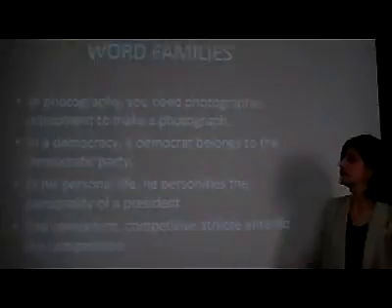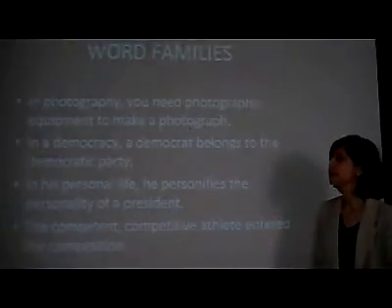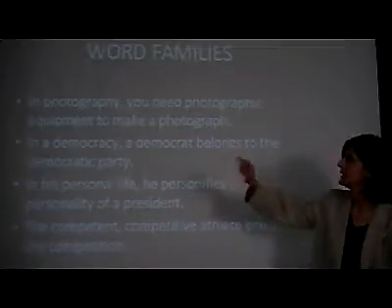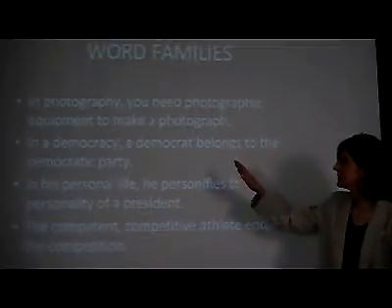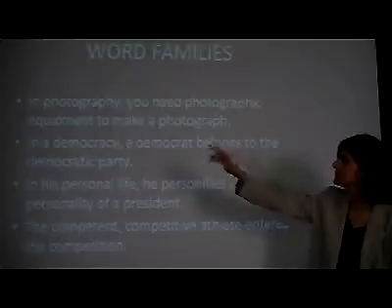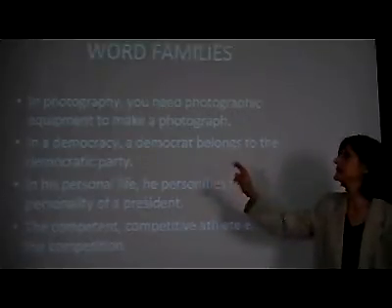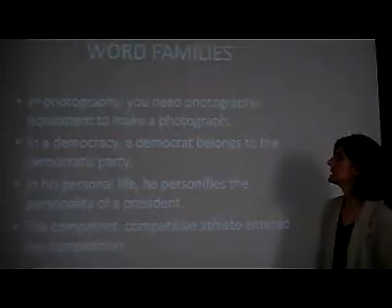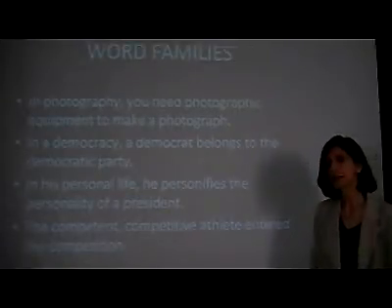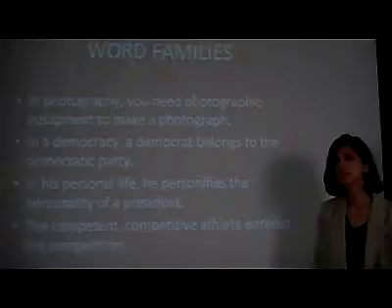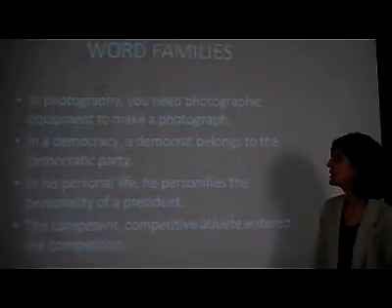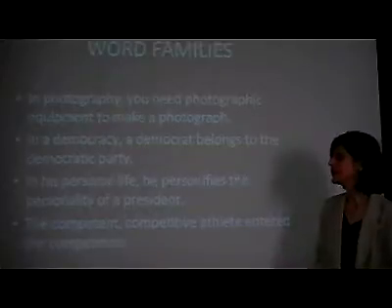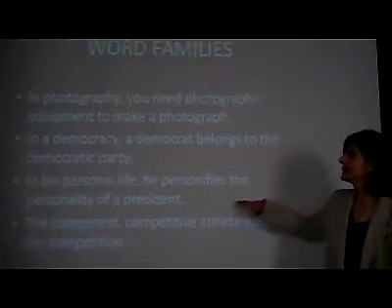Let's go to the second one. In a democracy, a Democrat belongs to the Democratic Party. So there we had democracy, Democrat, Democratic, right? So here we go. In a democracy, a Democrat belongs to the Democratic Party. In a democracy, a Democrat belongs to the Democratic Party. Democratic Party. That's really tough. We're going to go to the next one.